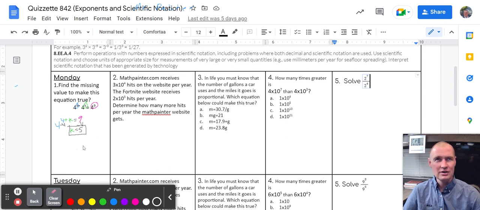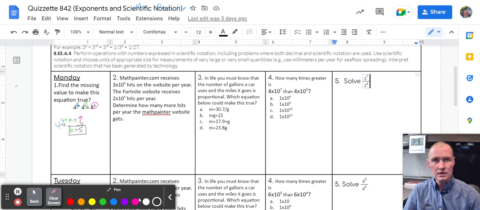All right, here we go. Number 2. MathPainter.com receives 3 times 10 to the 4th power hits on the website per year. The Fortnite website receives 2 times 10 to the 3rd power hits per year. Your goal is to determine how many more hits per year the MathPainter website gets.